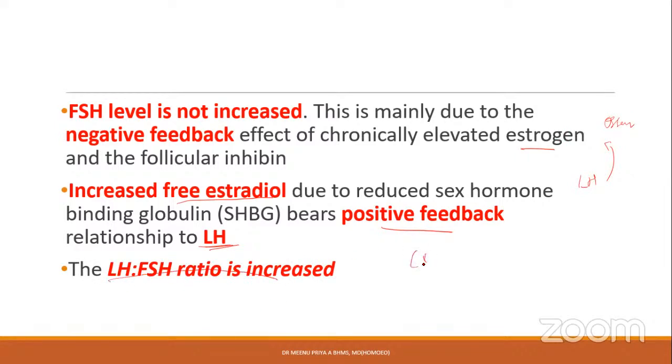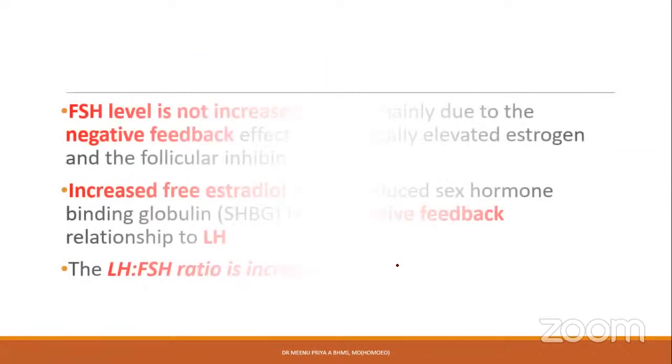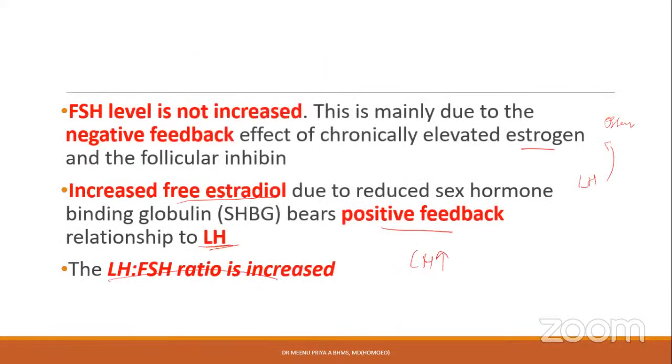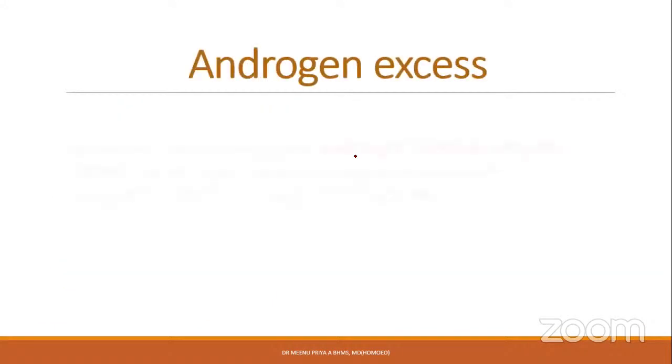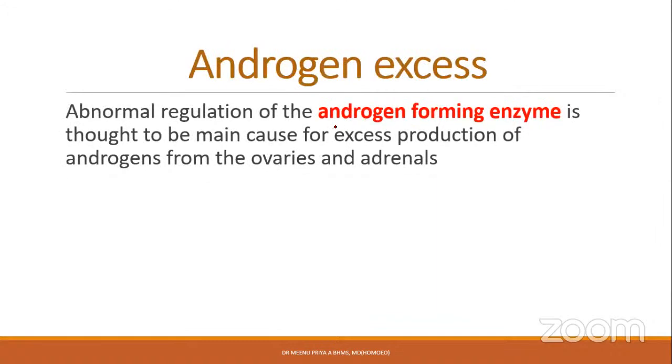Okay, so LH is higher than FSH. Here you have to remember luteinizing hormone, LH, is increased. Altogether it is increased. Next, androgen excess. Androgen forming enzyme, there is one enzyme which will come in the next slide. This is increased. Abnormal regulation of androgen forming enzyme is thought to be the main thought again.